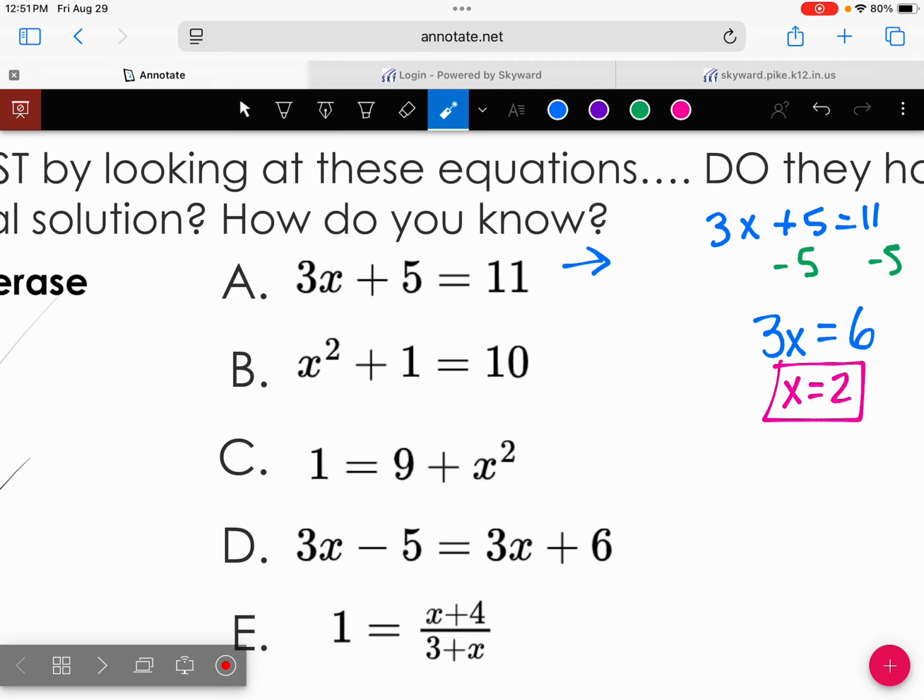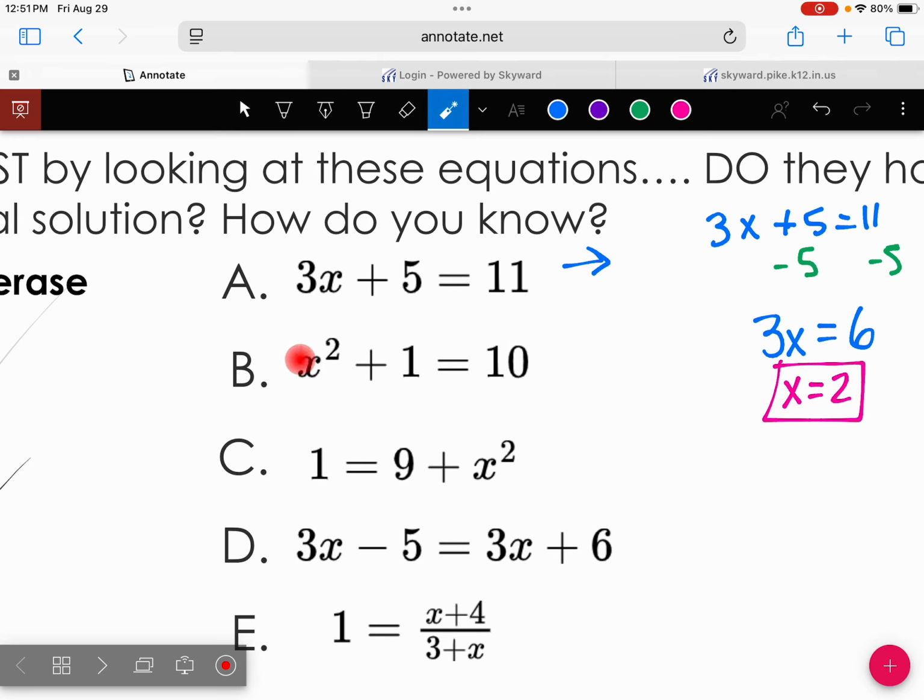What about b? Could we get a number for x here? No. Why not? You would have to take the square root, right? Mm-hmm. But we can't take the square root of x. I mean, we would have to do the square root of both sides, right? Yeah. So if we wanted to do that, we could try. 10 is the average square root, though. But it's okay to have decimals.